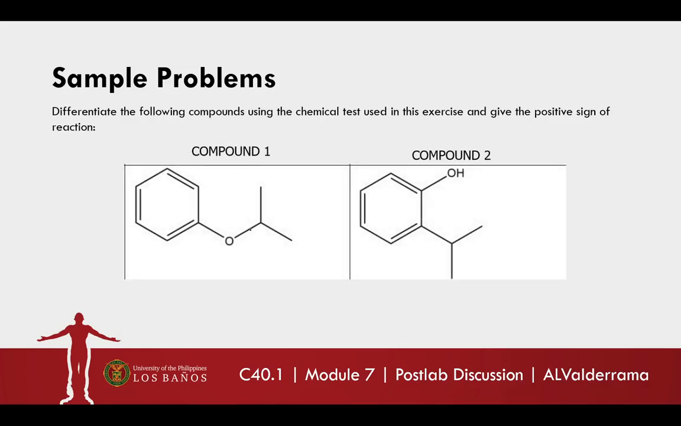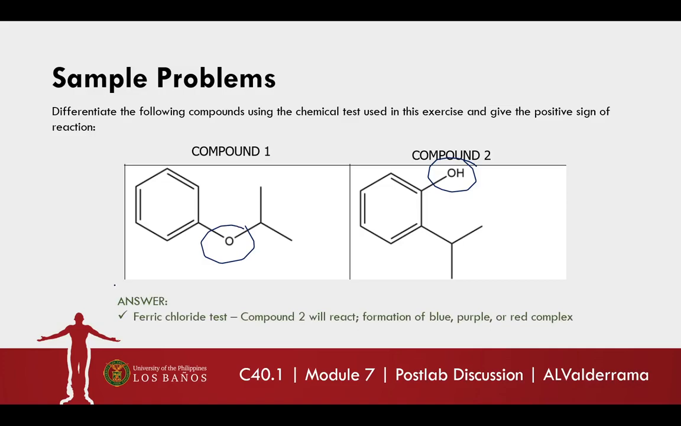So, next, compound 1 and compound 2. Ito ay alcohol. Ito ay ether. So, ang ating test is ferric chloride test. Sorry, hindi pala ito alcohol. This is phenol. Sorry. So, this is phenol. So, this will have a positive test with ferric chloride. So, yun. Common mistake yun. Okay?